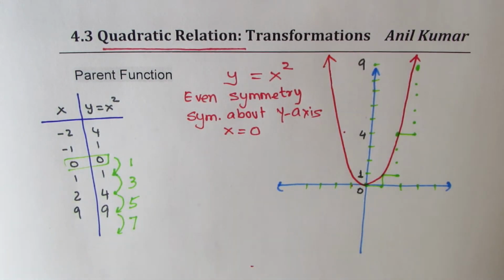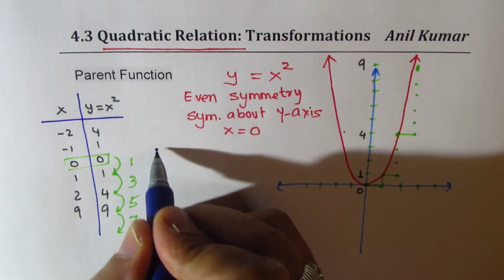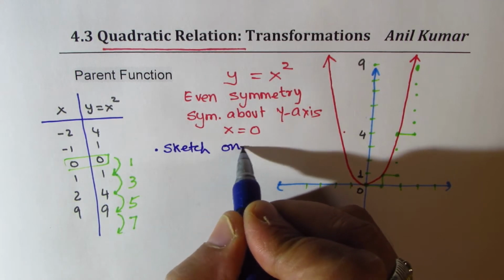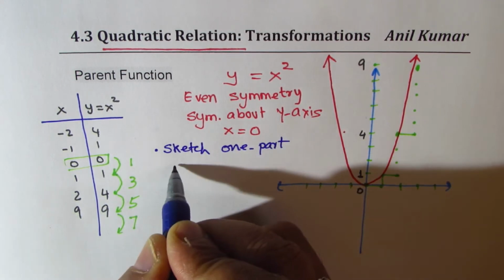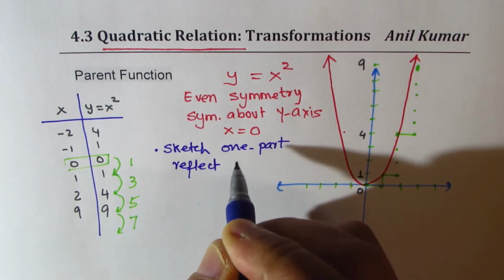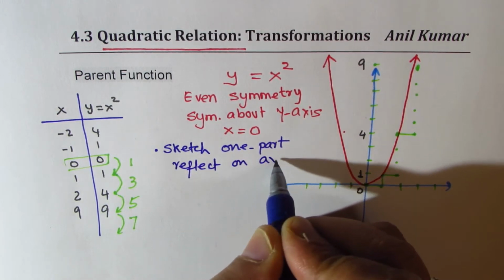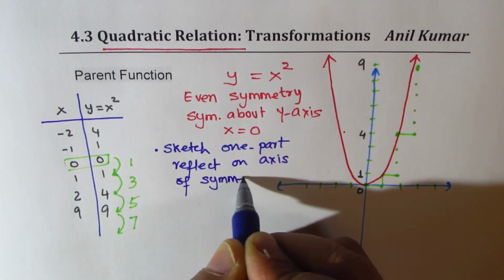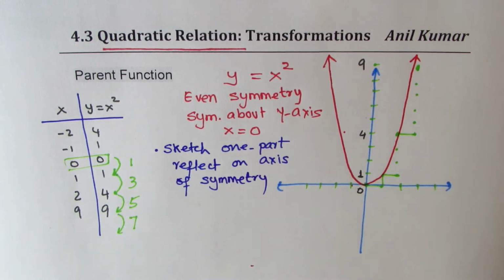Now that is a strategy which we will normally adopt to sketch a parabola. So the idea here is sketch one part and then reflect on axis of symmetry. Now this is a huge concept. So you have to follow these small steps to really do well in this particular area. Okay, so this is one thing.